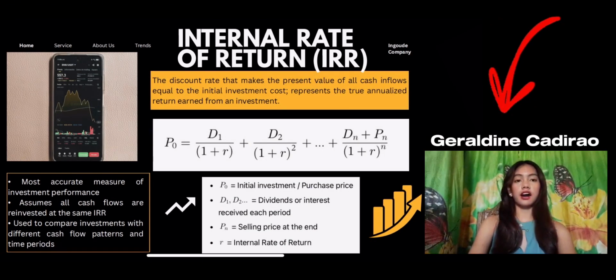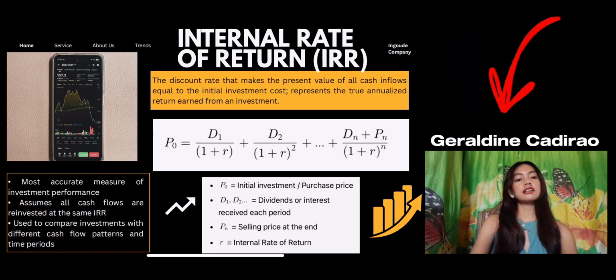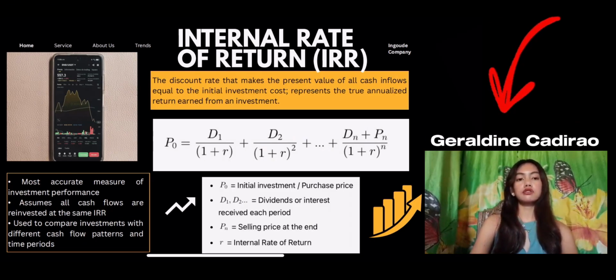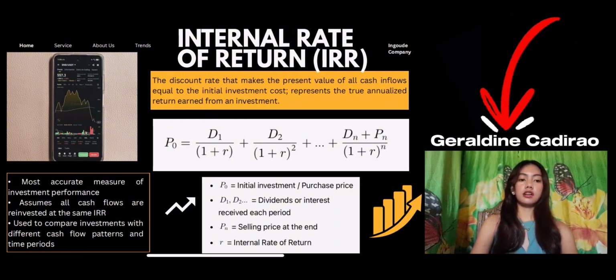What is IRR? The internal rate of return is a financial metric that tells you the true annualized return you expect to earn on an investment. Technically, it is the discount rate that makes the total present value of all future cash inflows exactly equal to the initial cost of the investment. In simpler terms, the internal rate is the percentage return the investment actually generates over its life.